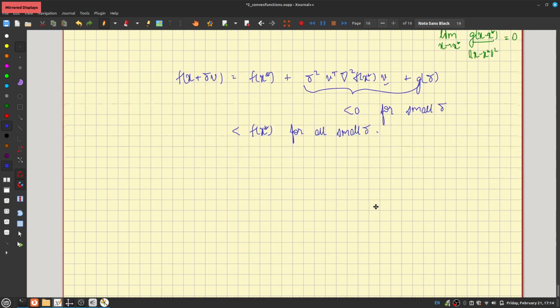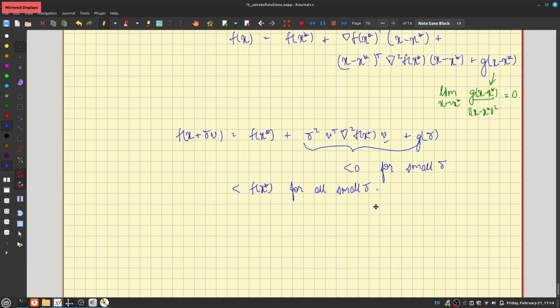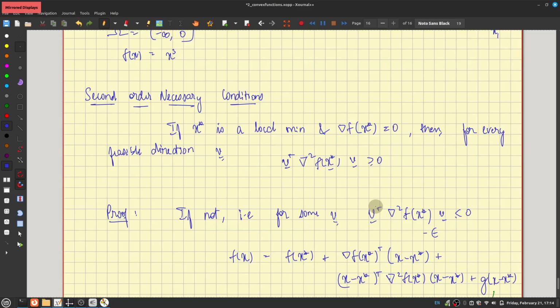Okay, but the second order test tells us something more. If x star is an interior point, then the second derivative test gives us not just a necessary condition but also a sufficient condition.